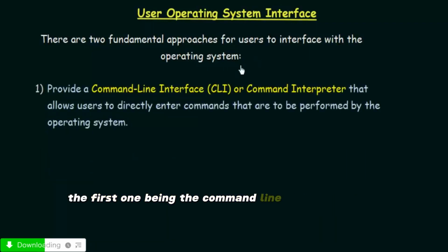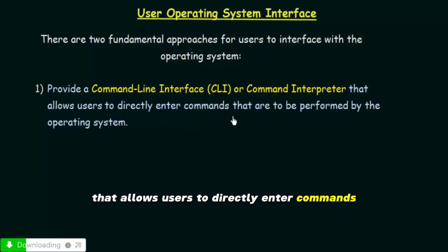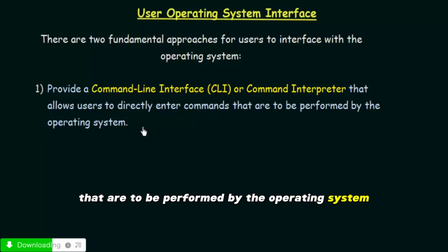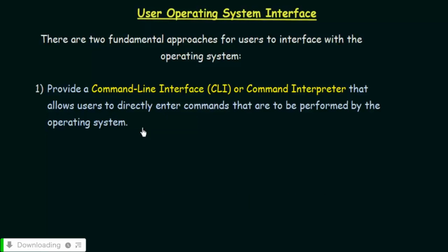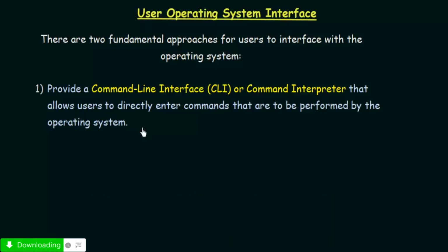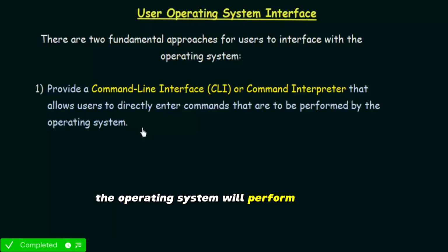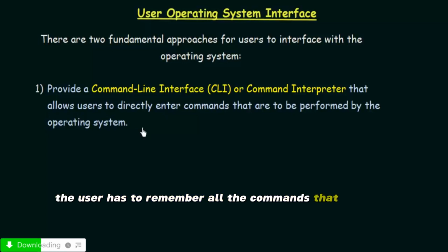The first one is the command line interface, or CLI. The first approach is to provide a command line interface, or command interpreter, that allows users to directly enter commands that are to be performed by the operating system. The user has to enter the command of the task that he wants to perform, and based on the command, the operating system will perform that task. So the user has to remember all the commands that he needs for performing a certain task.